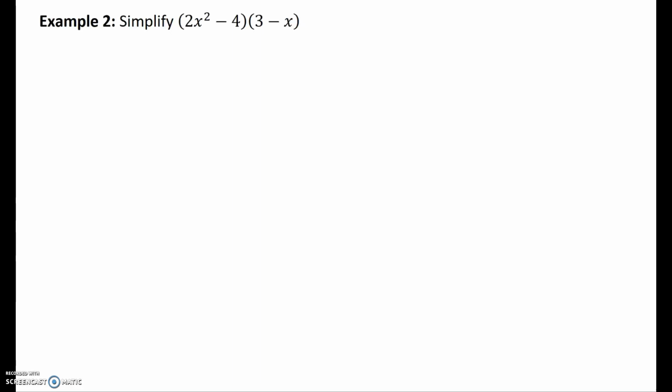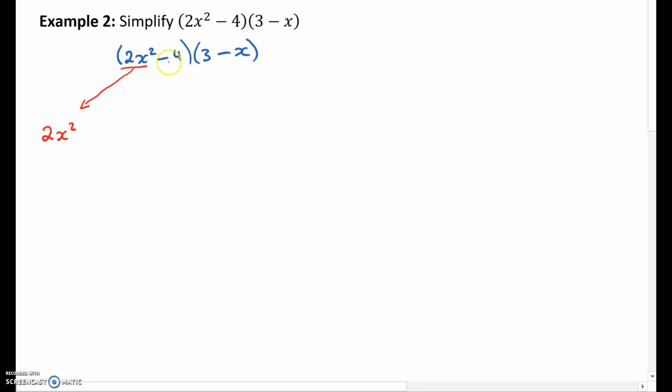Okay, this is another example, and the reason I chose this example was to show you the importance of including the sign of each term when you do this splitting up. So let's write out the question. It's 2x squared minus 4 times 3 minus x. And just like the last time, the first step is to split up the first parentheses.